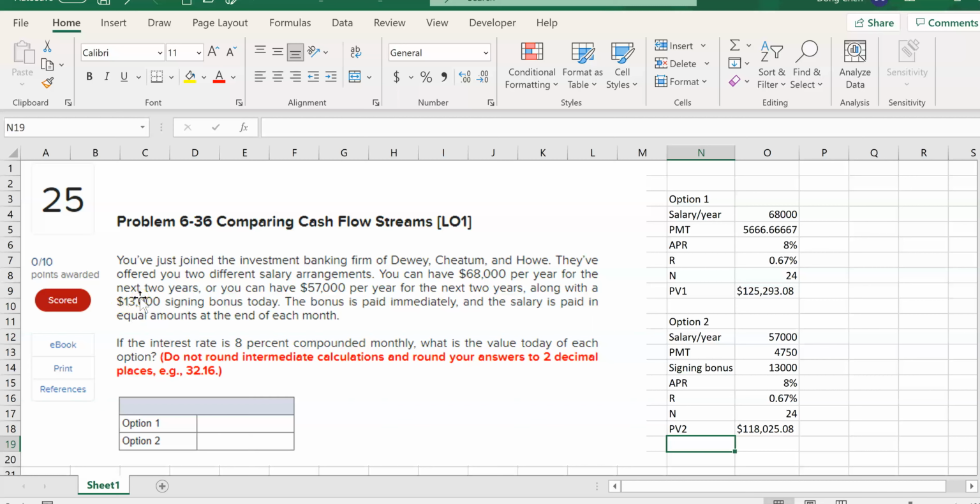Otherwise, we cannot compare, right? That's the purpose of calculating the present value. It puts the numbers at the same point in time, so the numbers are comparable. All right, so that's basically this question.